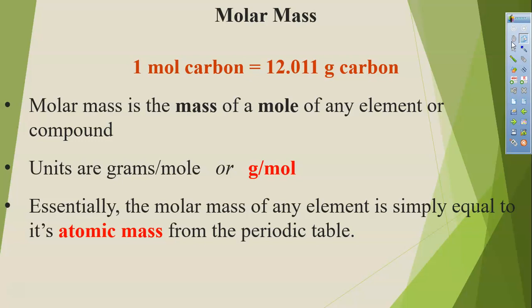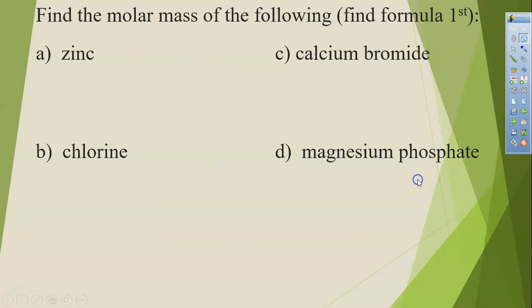The units for molar mass are grams per mole, or g/mole. The molar mass of any element is equal to its atomic mass from the periodic table. Sounds complicated, but it's really not. So let's do some molar masses here. Okay, in order to do these molar masses, we're going to need the periodic table, so make sure that you have your periodic table handy.